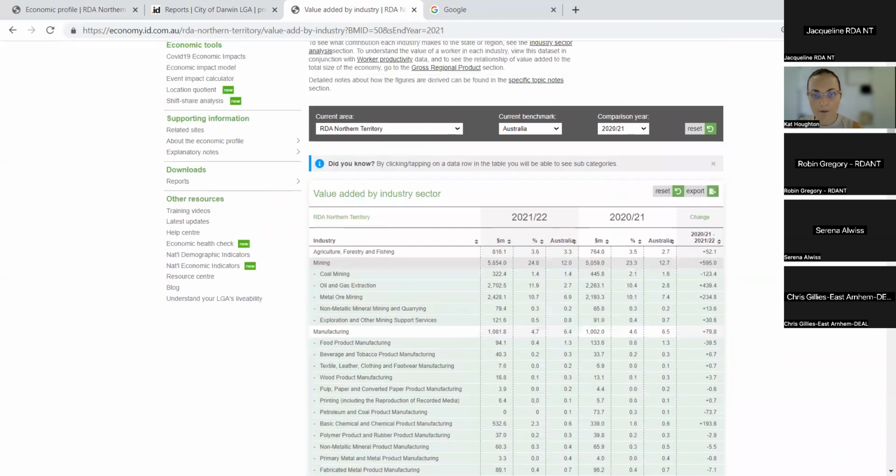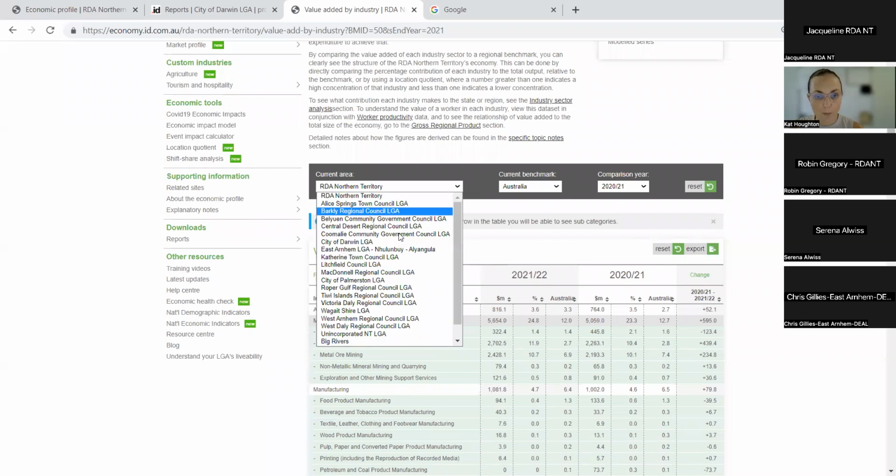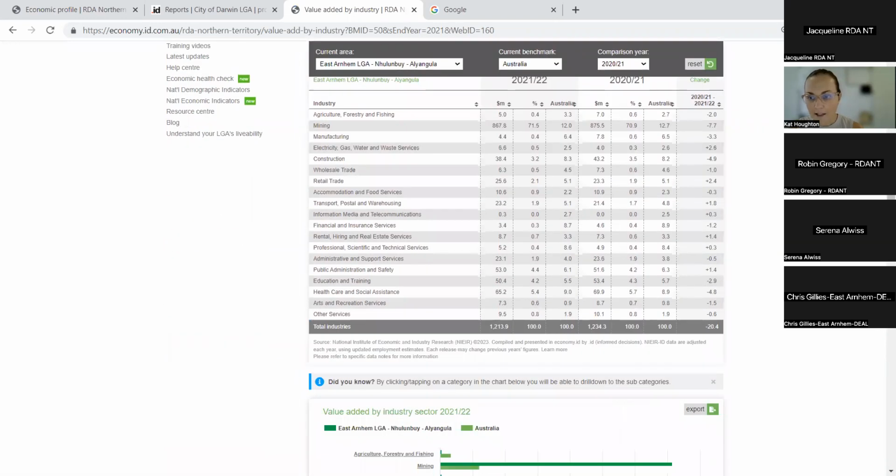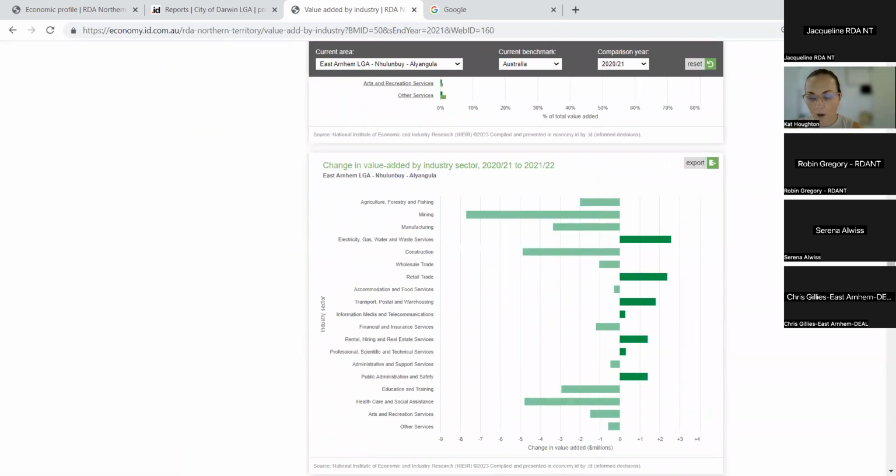So this is a good one for you guys to go back to and put in your particular area. If we're looking at East Arnhem, put in your particular area and move down and start to have a look at what the things are that are changing in my community. We can see mining has fallen in that particular area. We can see electric is up, retail is up, transport, postal, warehousing is up, rental, hiring, real estate, but we're down in things like healthcare and social assistance. We're down in construction, down in manufacturing, down a little bit in ag as well.